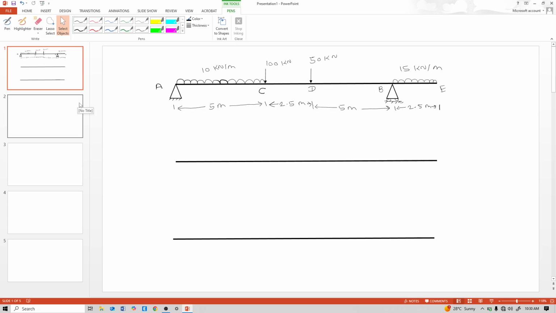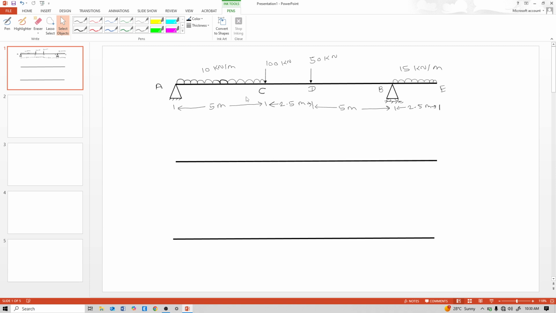Today, in this video lecture, we will see the shear force diagram and bending moment diagram of this overhang beam. First, understand this beam. The total length of this beam is 5 plus 2.5 plus 5 plus 2.5, that means 15 meter total length.